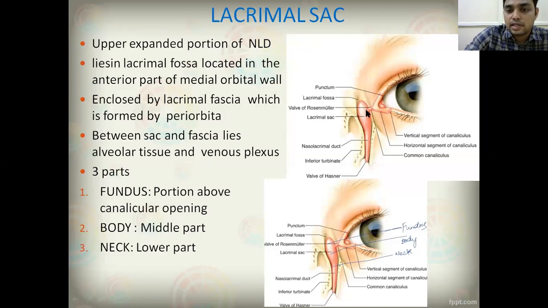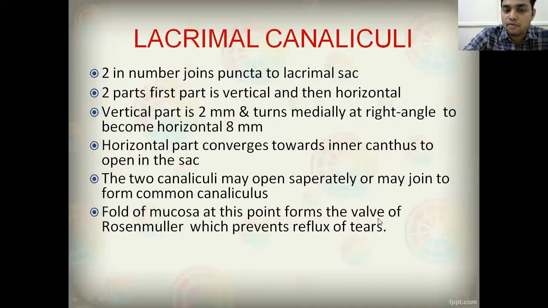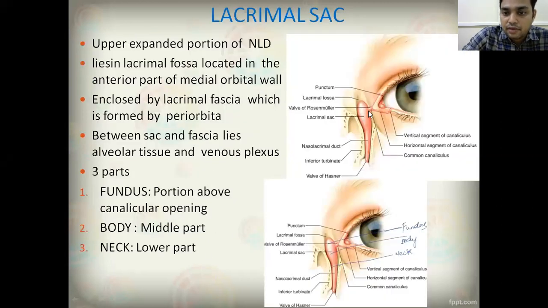At this junction of the common canaliculus, we have specialized mucosal folds which form a valve-like structure called the valve of Rosenmuller. In this picture, you can see the position where we see the valve of Rosenmuller. It is formed by specialized mucosal folds present at the common canaliculus. The main function of this valve is to prevent the backflow of tears from the lacrimal sac into the eye.